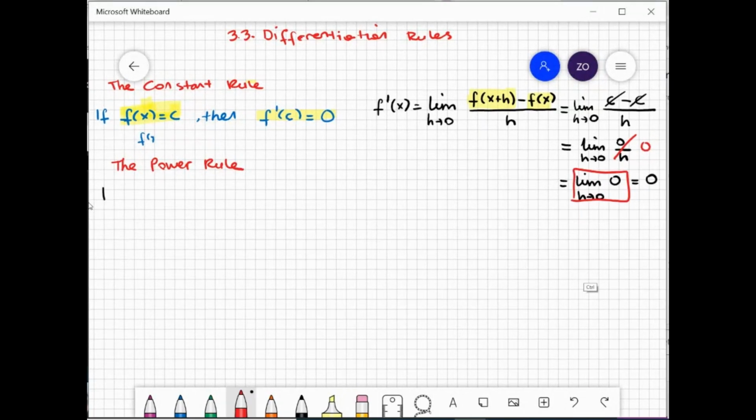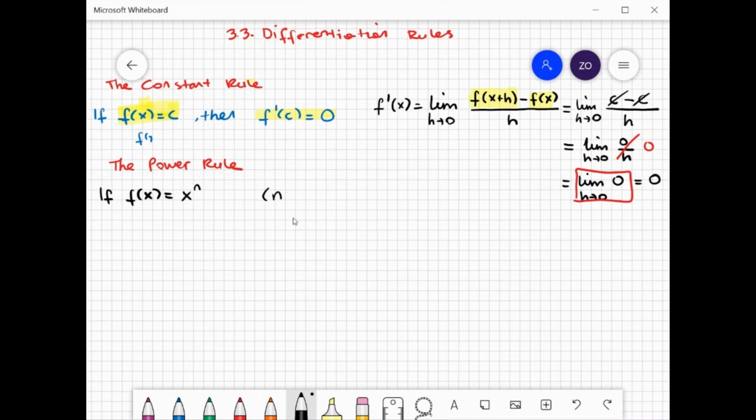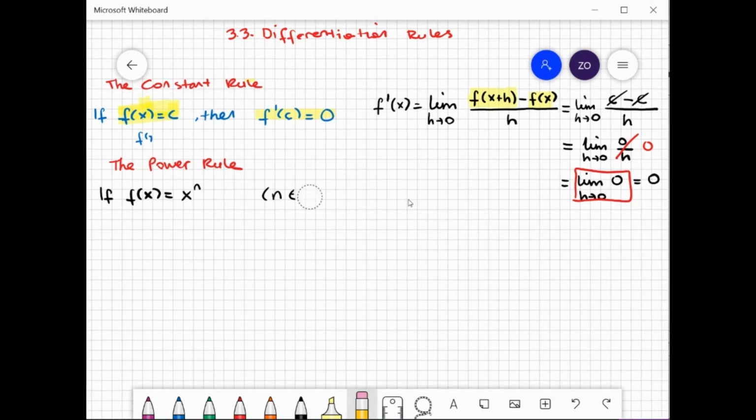So let's see what the power rule is. If f of x is x to the power n, this is called a power function. n could be any integer, except, in fact, -1. For now, let's keep it positive integers, and then we can generalize it. So n is a positive integer, meaning the integer set Z.